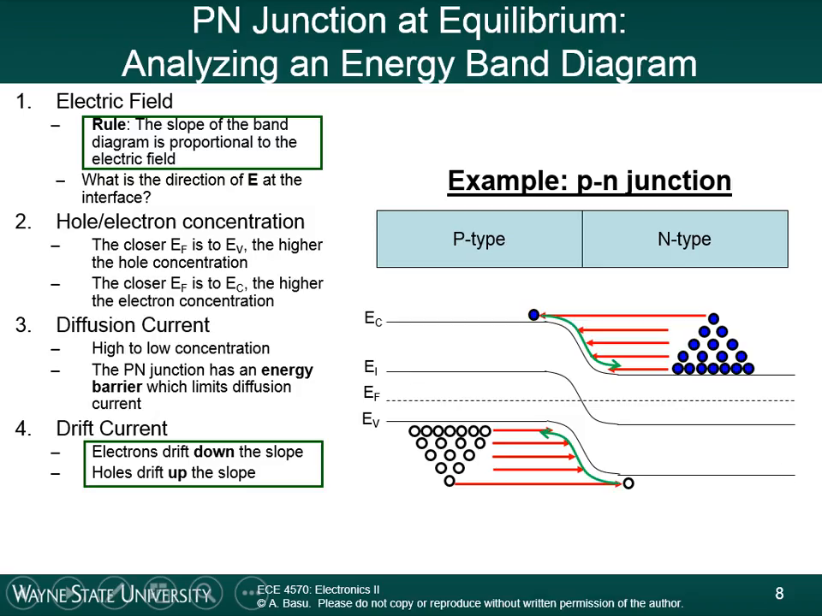And the last thing I want to emphasize is that these are drift currents shown in green. The diffusion currents are shown in red.